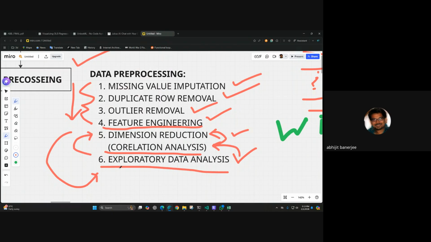Am I clear with this or am I going fast? Is it okay? Okay. Yes.